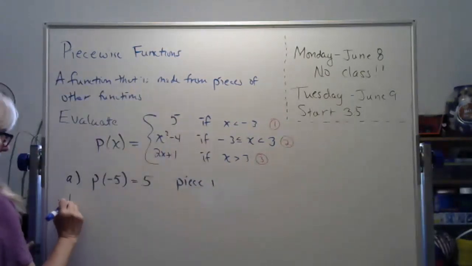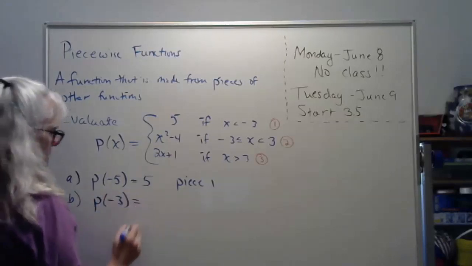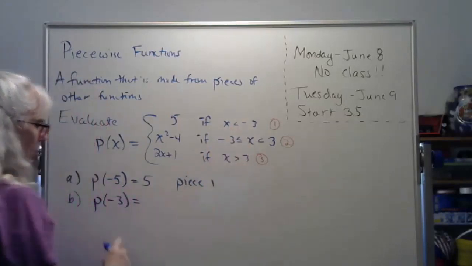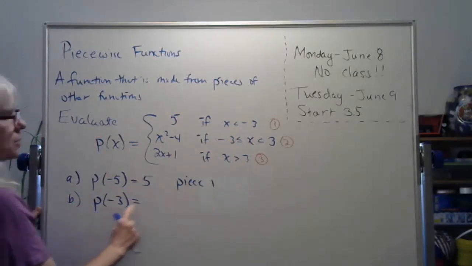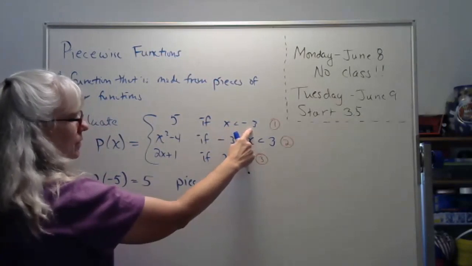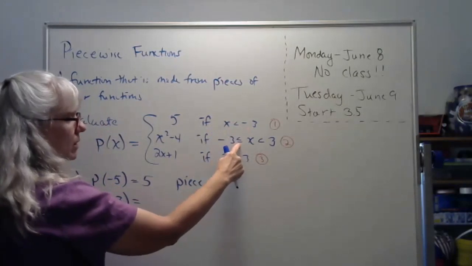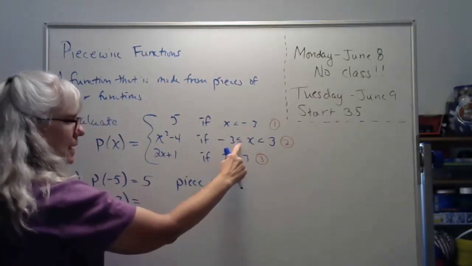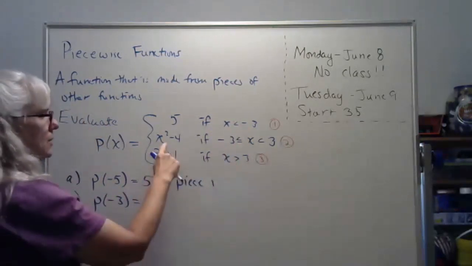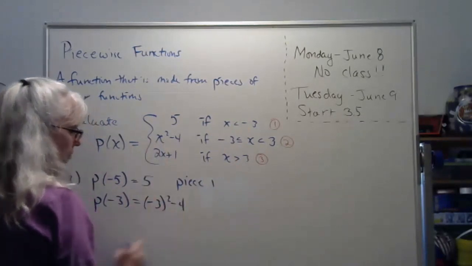Okay, part B wants us to find P of negative 3. So I come back to the boundaries on these pieces. That's the inequalities over here telling me what's going on. We're doing an X value of negative 3. Well, this is only good if X is less than negative 3, not when it's equal to negative 3, so that's not good. But over here in that middle piece, we know that X is greater than or equal to negative 3. So this is where the equal to negative 3 is occurring. That means I'm going to plug negative 3 in for the X in the middle piece. So that would be negative 3 squared minus 4.